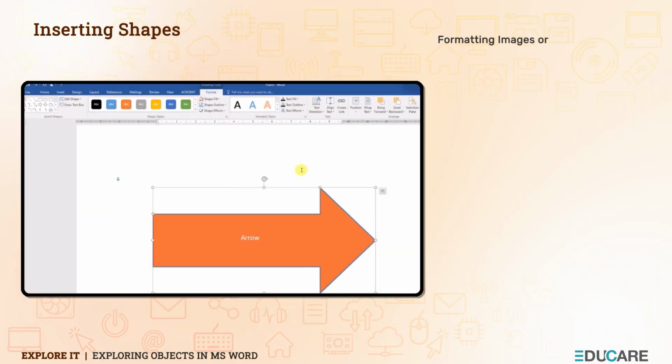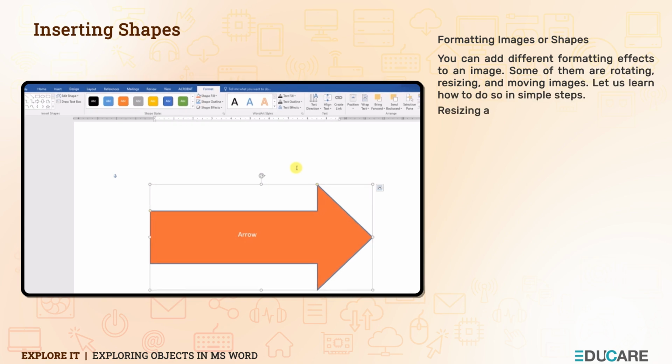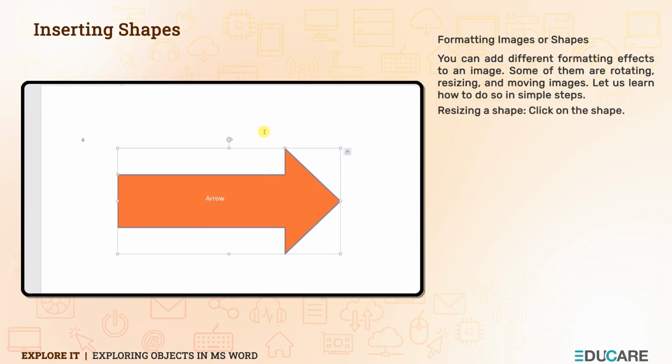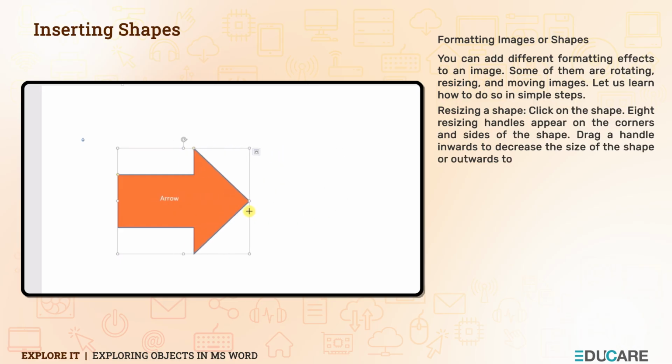Formatting images or shapes. You can add different formatting effects to an image. Some of them are rotating, resizing, and moving images. Let us learn how to do so in simple steps. Resizing a shape. Click on the shape. 8 resizing handles appear on the corners and sides of the shape. Drag a handle inwards to decrease the size of the shape or outwards to increase the size.